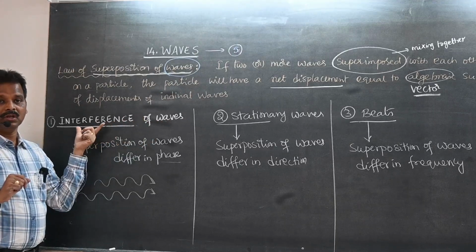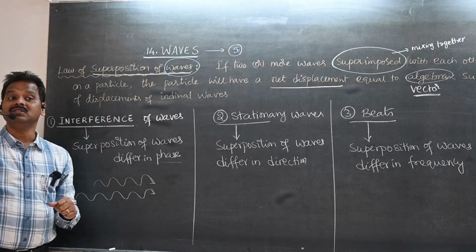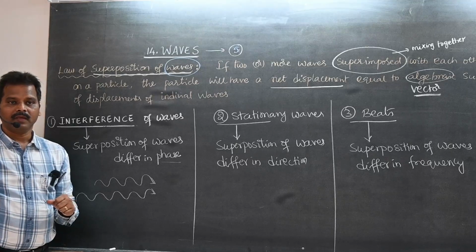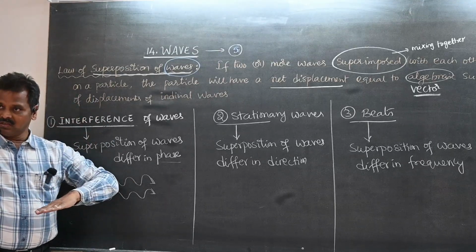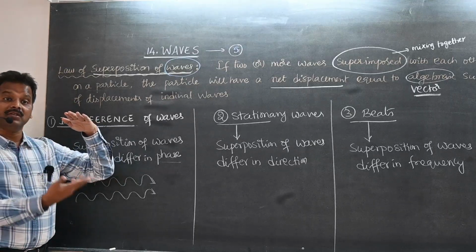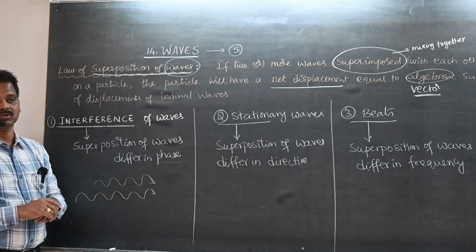Suppose if their frequencies are equal, then those two appear as a single sound, and that phenomenon is called interference of waves. So in interference what happens? Intensity increases. Every time intensity will not increase. Generally intensity increases, but intensity may decrease also. It may become zero also.